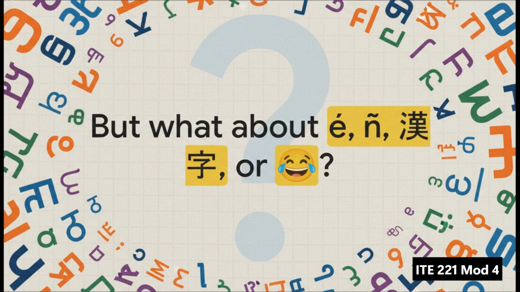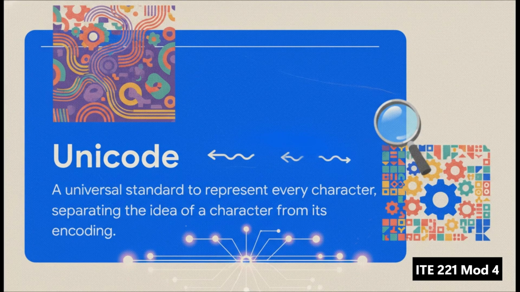But you can probably see the problem here. A 128-character set is fine if you're only using English. But the internet is global. What about characters with accents, or entire alphabets from other languages? And of course, what about the most important characters of all, emojis? And that's where Unicode comes in.